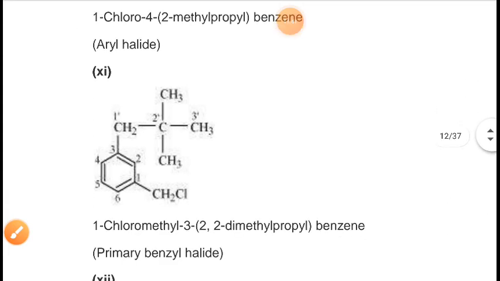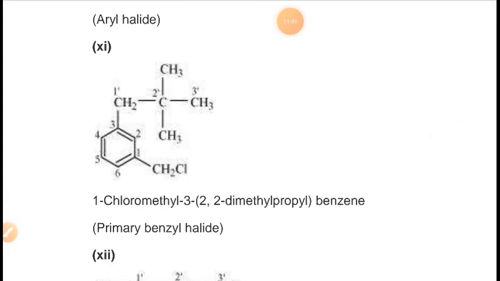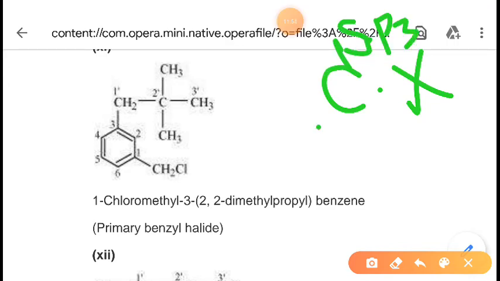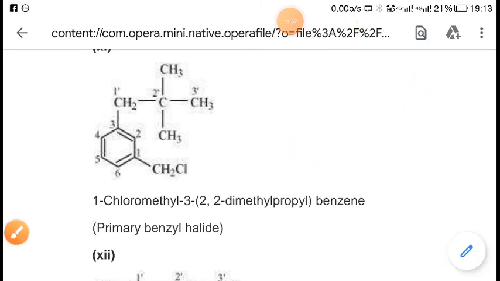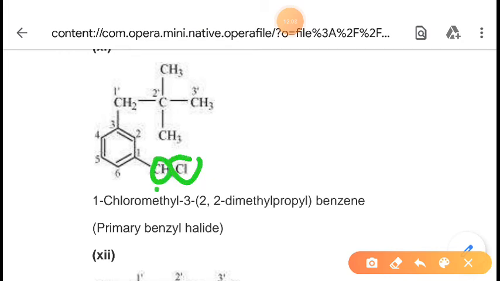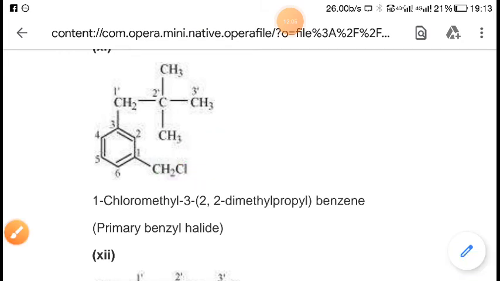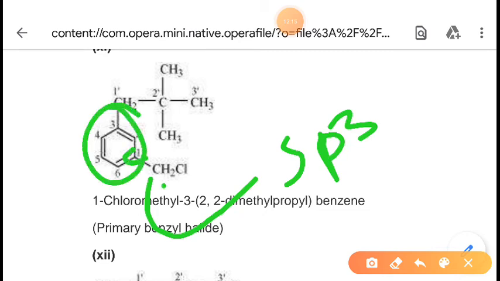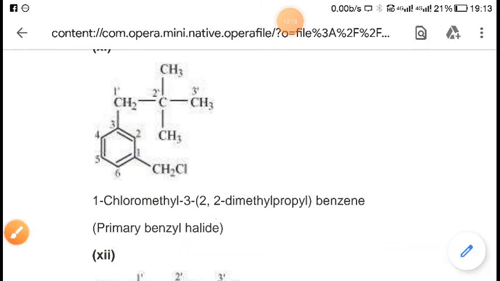Again, this is a primary benzyl halide. For benzyl halide, the carbon which is attached to the halogen should be sp3, and the next carbon should be aromatic. So you can see here, the chlorine is attached to this carbon, this carbon is sp3, and next to it the carbon present in the ring is aromatic. So you can say that it is the primary benzyl halide.